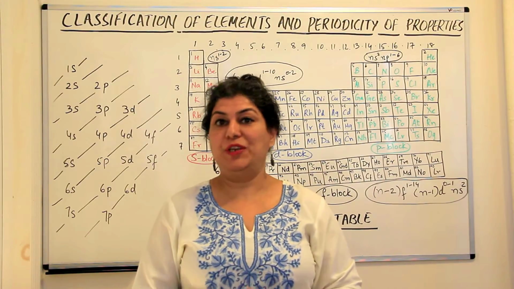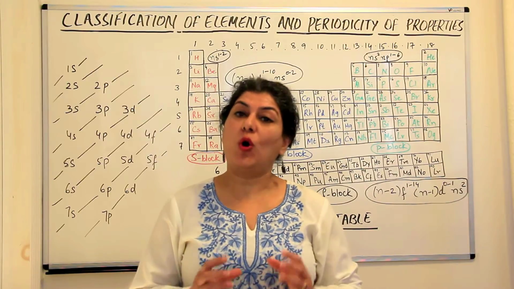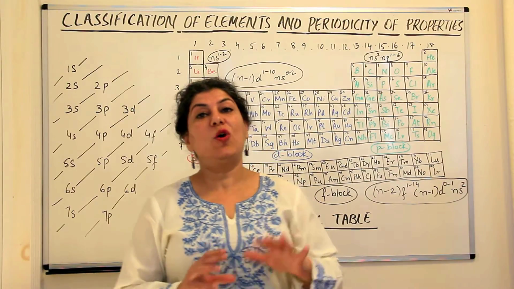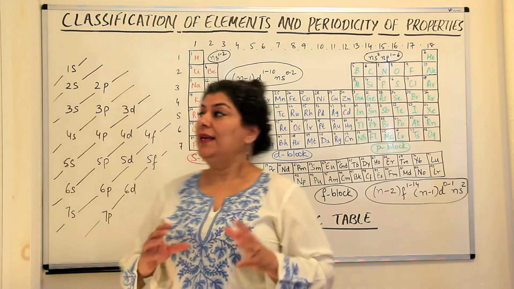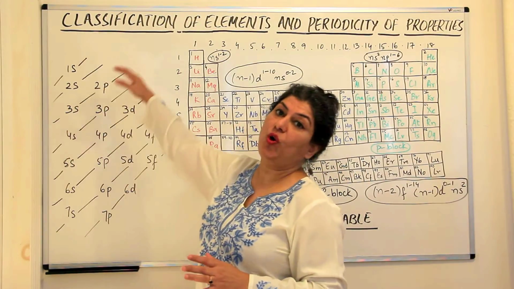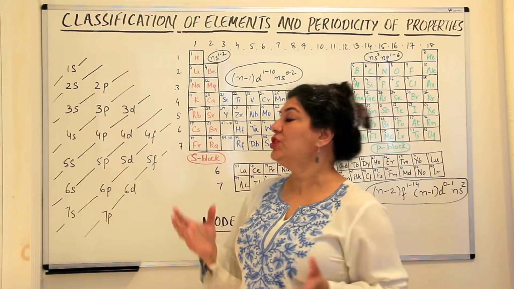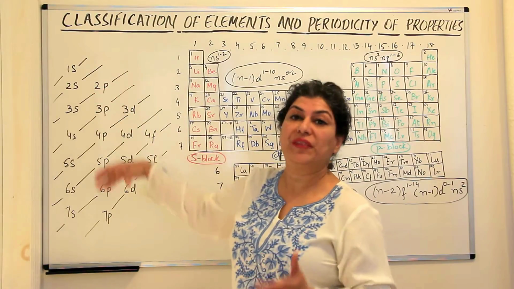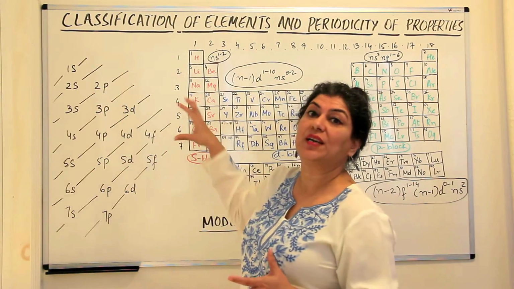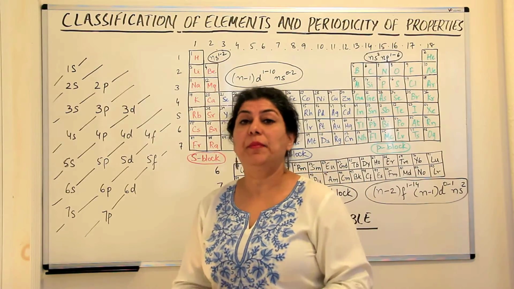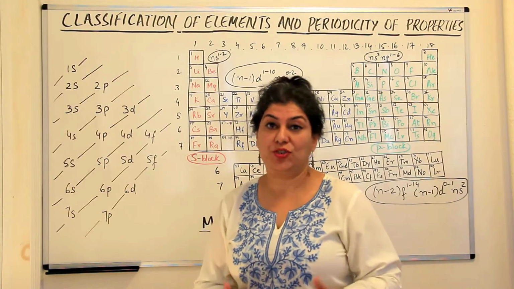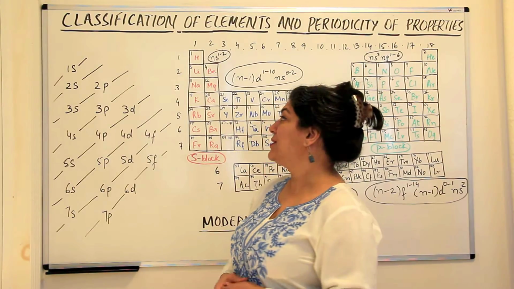In this video, I'm going to tell you about the octet rule, and we'll study the octet rule by looking at the periodic table. This is the sequence in which the orbitals fill up, and I have already told you how the electronic configuration is related to the entire periodic table and how the periodic table is actually made on the basis of this electronic configuration of elements.